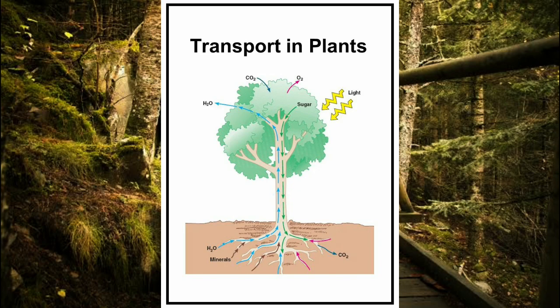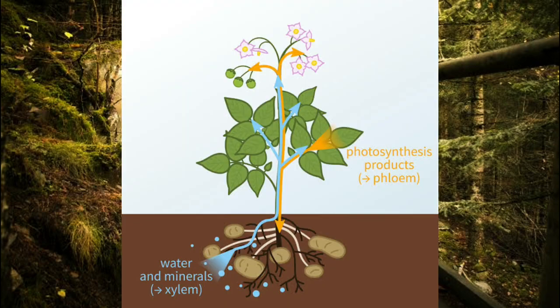Can you guess how water moves from the root to the leaves? What kind of transport system is present in plants? Well, plants have pipe-like vessels to transport water and nutrients from the soil. The vessels are made of special cells forming the vascular tissue.